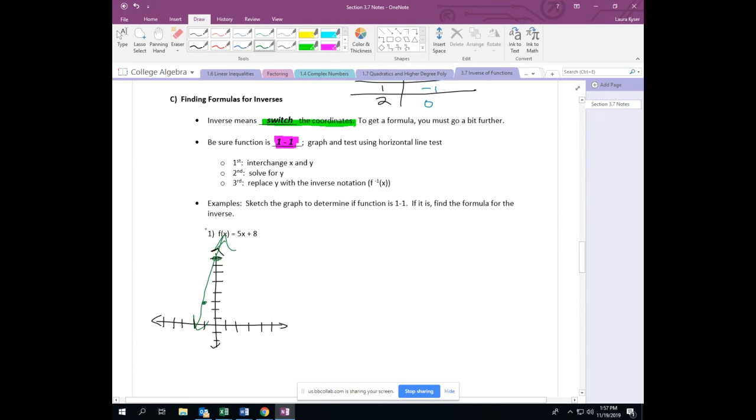This is a linear equation, which will pass the vertical line test. So you probably already knew that, like I said. This one is 1-to-1. So we can go ahead and find our formula.